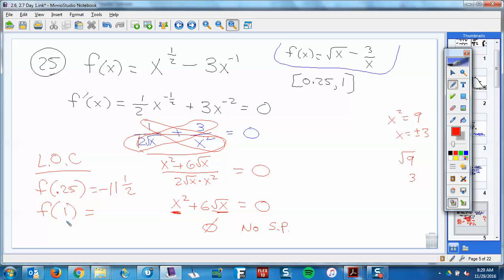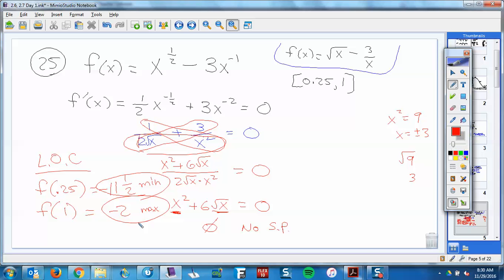Right? And now let's put in a 1. So square root of 1 is 1. 3 divided by 1 is 3. So 1 minus 3, negative 2. So there's our minimum, and there's our maximum. Right there.